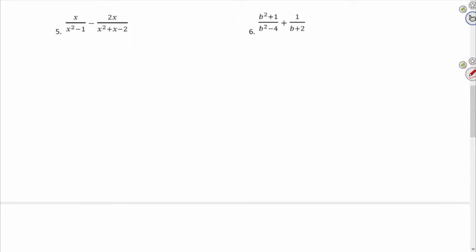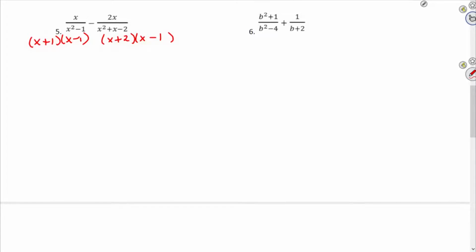Over here, x squared minus 1 is the difference of squares, and so I get x plus 1 and x minus 1. And over here, x squared plus x minus 2 is the simple ABC method. Two numbers that multiply to be negative 2 and add to be positive 1 are plus 2 and minus 1.